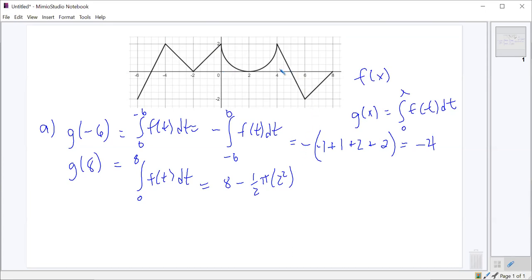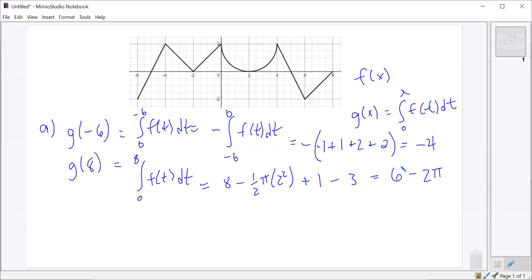And then from 4 to 5, we've got a height of 2 and a base of 1, so 1/2 of 2 times 1 is 1. And then here we've got a base of 3 and a height of 2, so 1/2 of 2 times 3 is -3, since it's below the x-axis. Then we just simplify. 8 plus 1 is 9, minus 3 is 6. And we've got minus 1/2 of 4 pi, so 6 minus 2 pi.